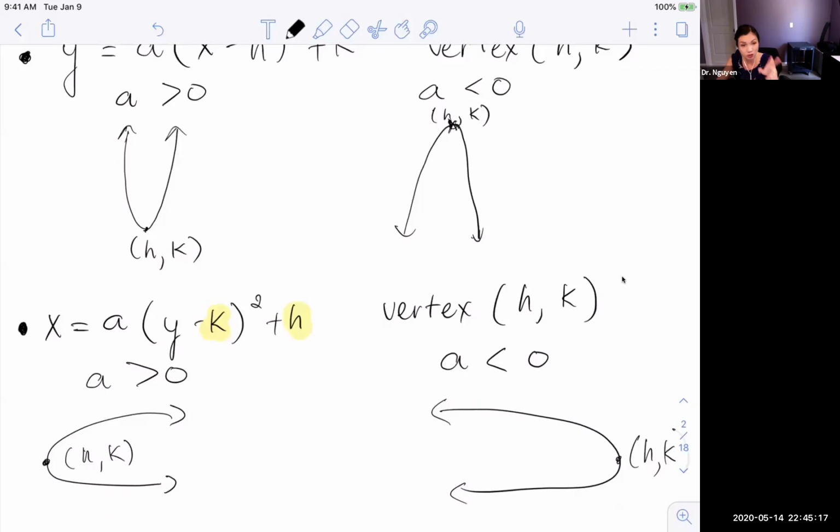What I want to point out is you have to be very careful when it comes to the vertex, because you see k always goes with y. When you write the vertex as an ordered pair, we always put x, y, so we put (h, k). But it's kind of the opposite here for the sideways one, so be careful when you have the sideways parabola.